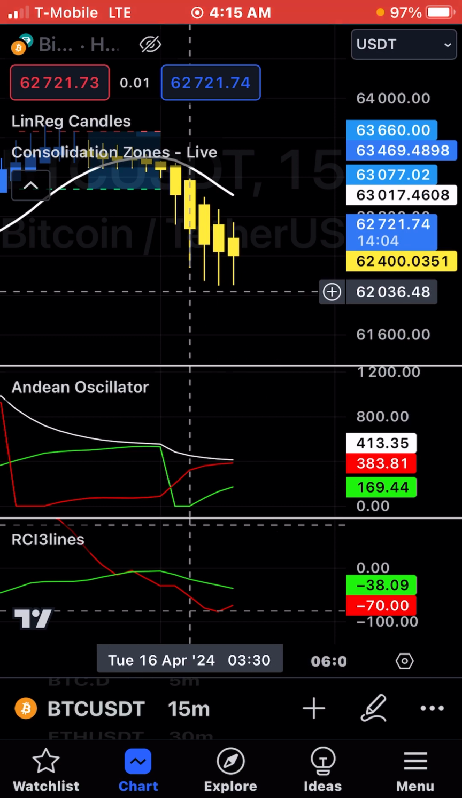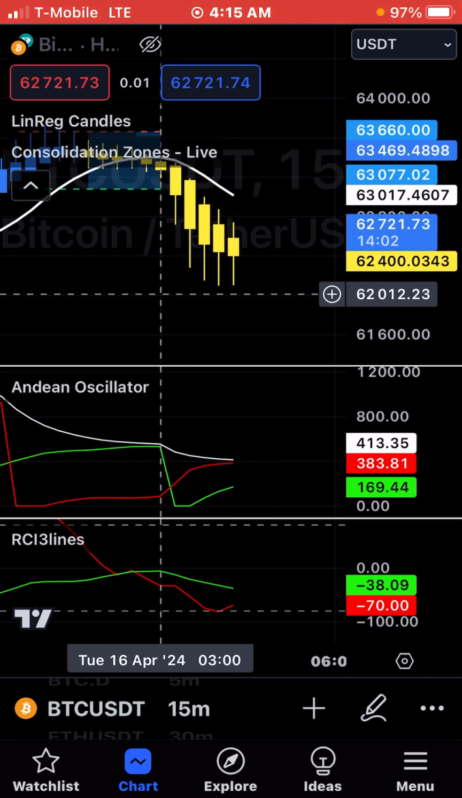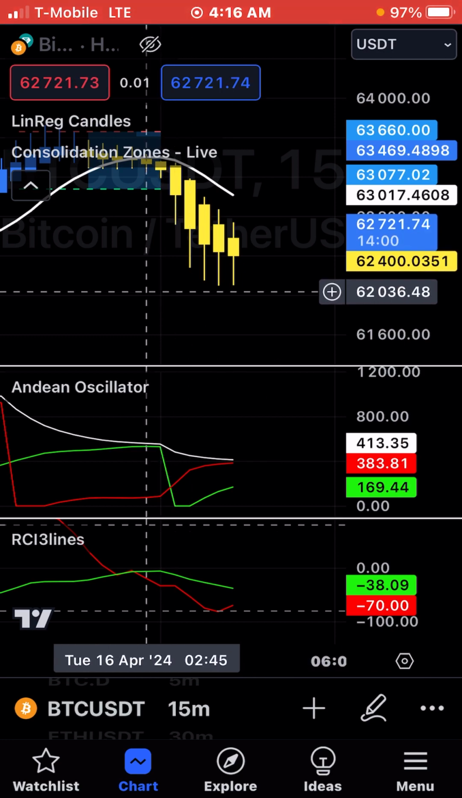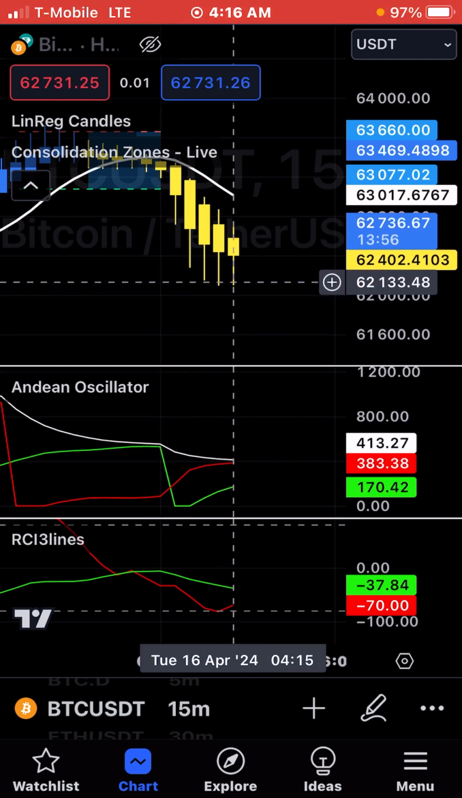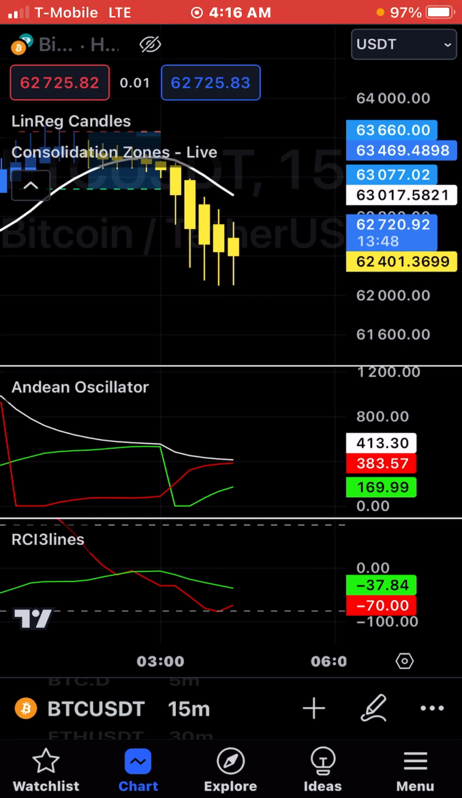It looks like we're in a downtrend just by these 15 minutes here. We see the red line cross the green line, and it looks like it's about to cross the signal line too. So this is a big signal of a downtrend. And if I was scalping this on an intraday level, this is what I would be doing.